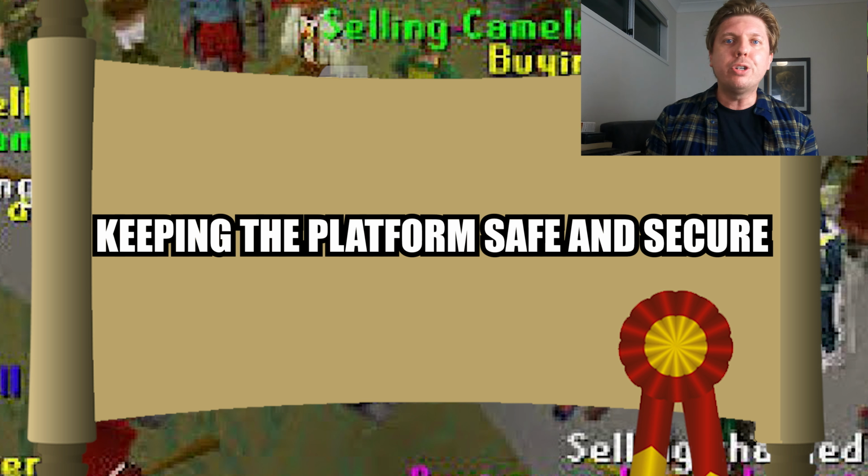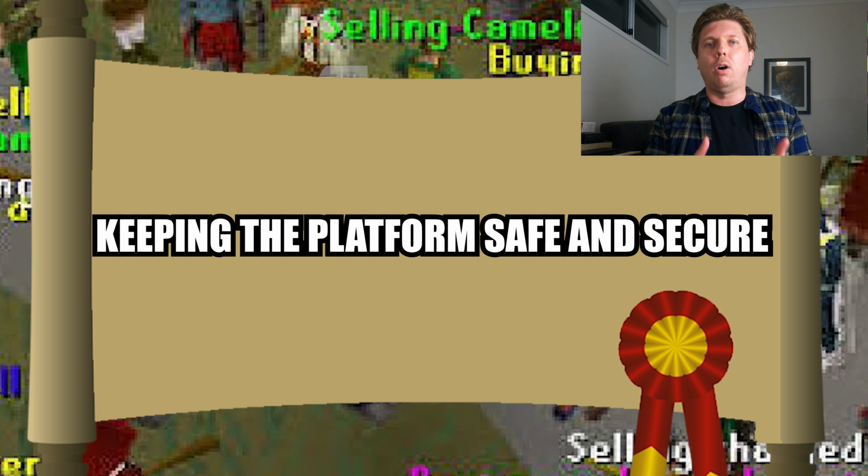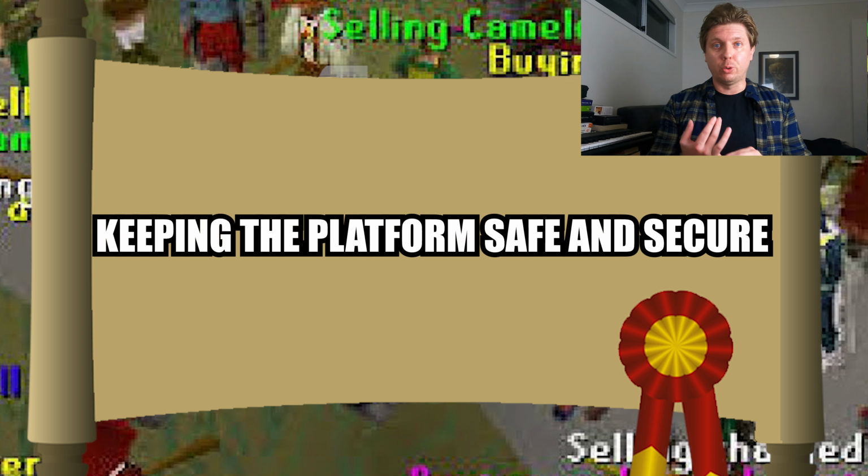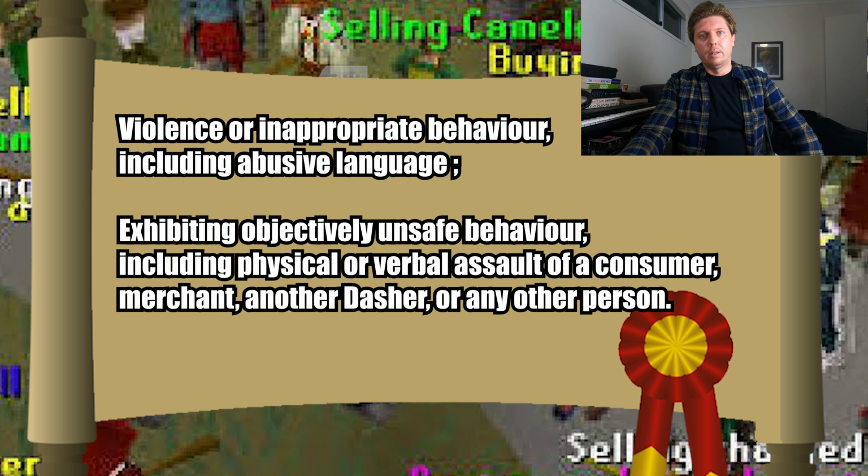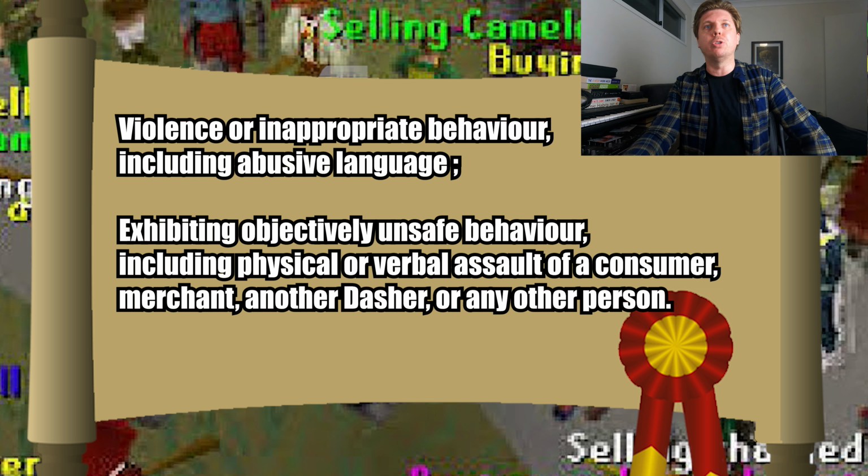Now, starting to dig into the fine print, let's start having a look at our high-level clauses and dig through them. So the first high-level clause is keeping the platform safe and secure. Now, Doordash wants you to be safe as a dasher on the road. They want their merchants to be safe and they want their customers to be safe as well. So let's have a read through a couple of these here. So violence or inappropriate behavior, including abusive language. So exhibiting objectively unsafe behavior, including physical or verbal assault of a customer, merchant, another dasher, or any other person.